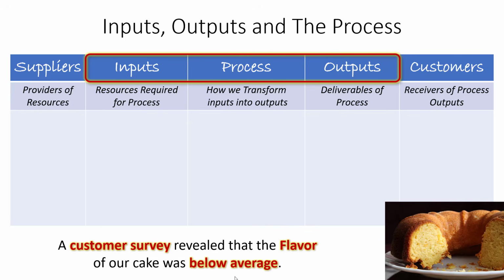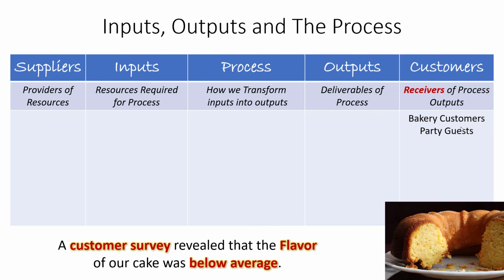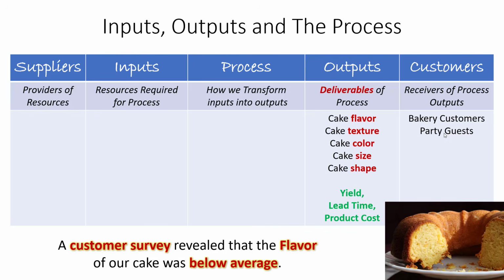Okay, so we can do the SIPOC diagram. We know we're a bakery shop. We serve walk-in customers. We have party guests. That's our primary customer. We can also define all of the outputs of our process. These are the things that our customers care about and find valuable. And so our customers tell us they like flavor, texture, color, size, and shape. Those are quality attributes. Those are things about the cake that the customers really care about.